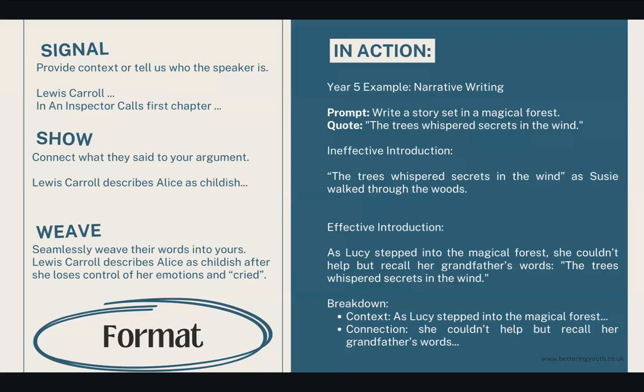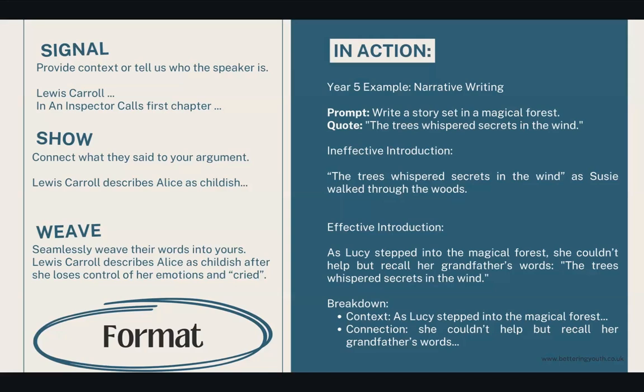So let's look at an effective introduction. "As Lucy stepped into the magical forest," that's our signal and our context, "she couldn't help but recall her grandfather's words." Okay, we're showing where we are. She has a semicolon to introduce the quote, and we know it's her grandfather's words, but we didn't have to say the word said. We just have "recall her grandfather's words."